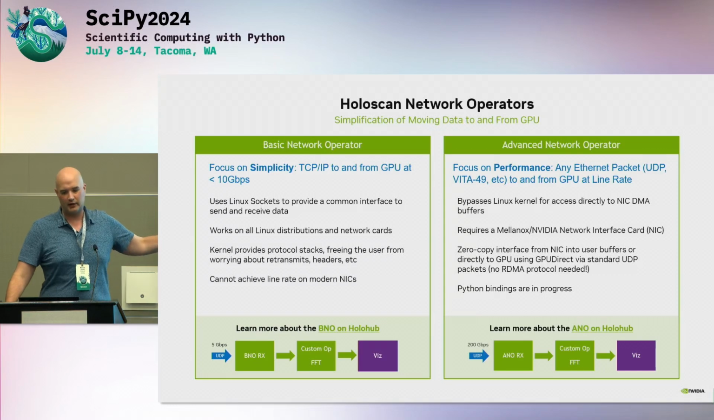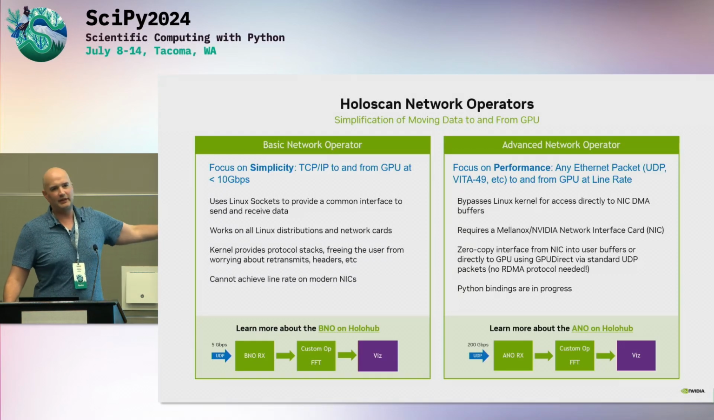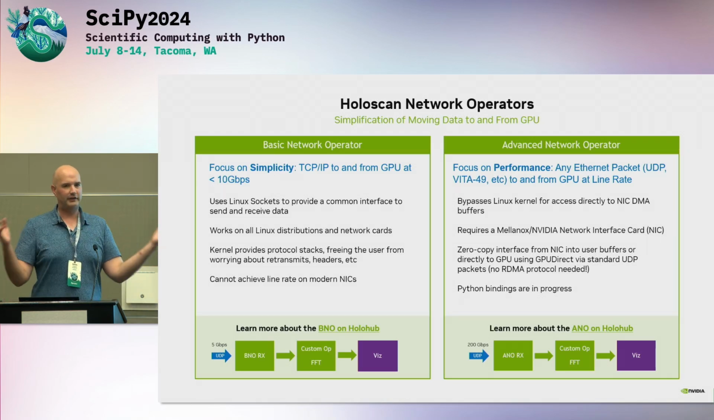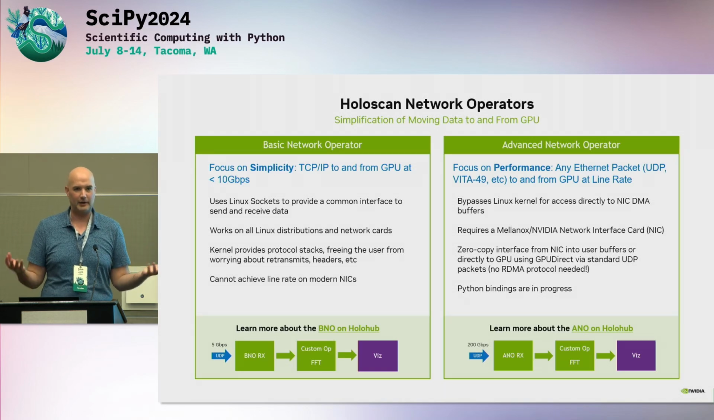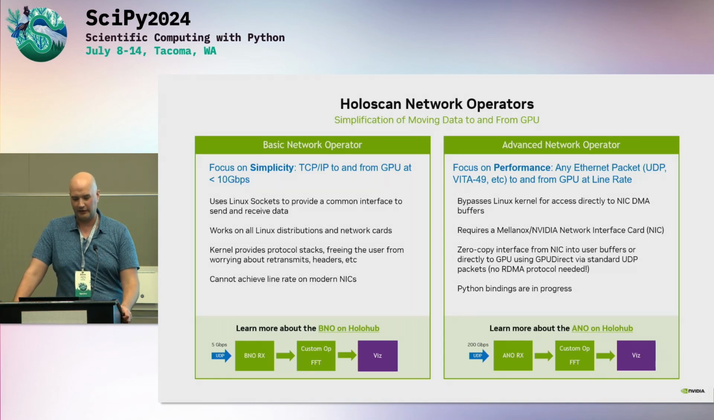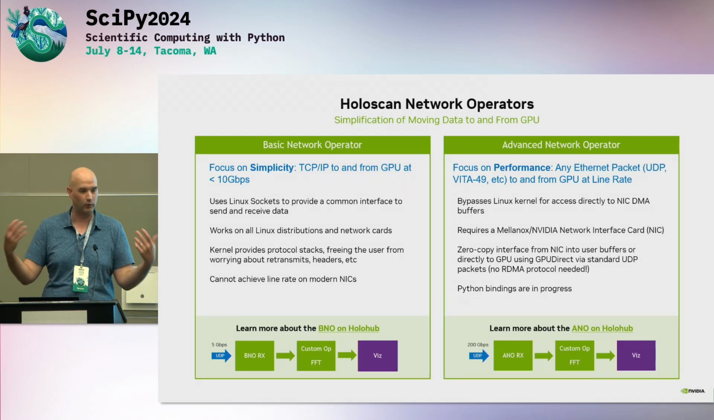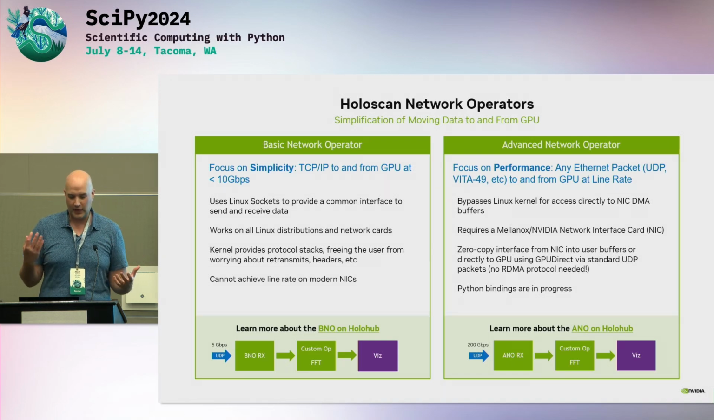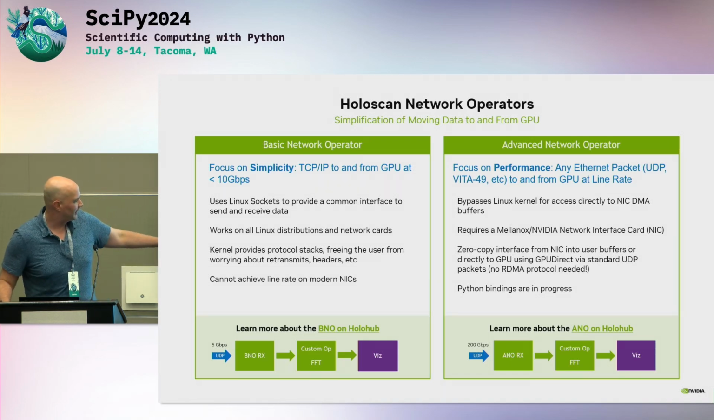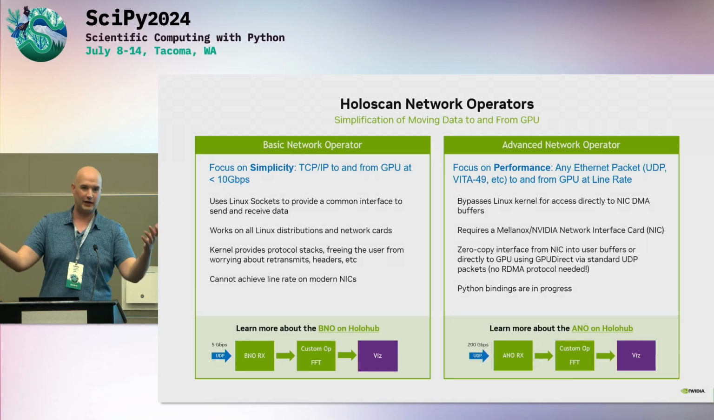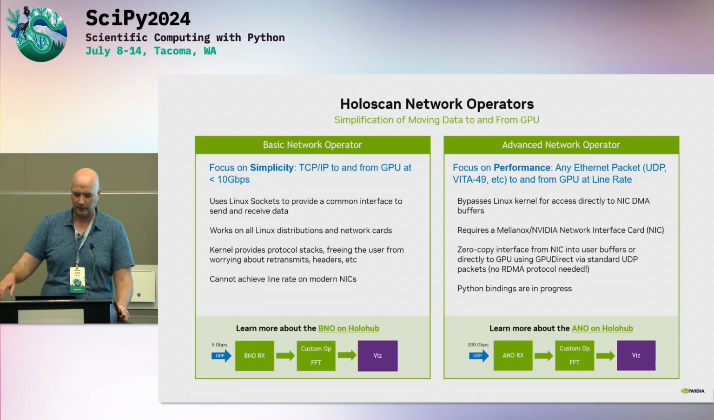We have the basic network operator and the advanced network operator. Now, the basic network operator has both Python and C++ bindings to it, and its focus is on simplicity, right? So the peak data rate that you're going to get is about 10 gigabits per second, probably more like 5. And it uses Linux sockets to send and receive data. So this works. You don't need a network interface card. You don't need specialty hardware. It's portable, and it's a great place to get started. So if you're building a Holoscan pipeline, one could imagine you see at the bottom left that you would take this basic network operator receive operator, and then you would send that data to, say, an FFT that you would create as a custom operator. And I'll show you how that's built here in a second.